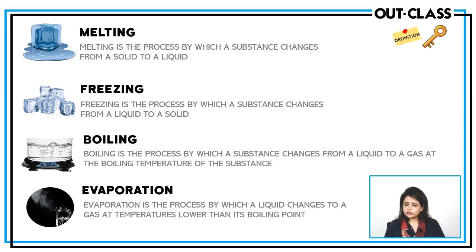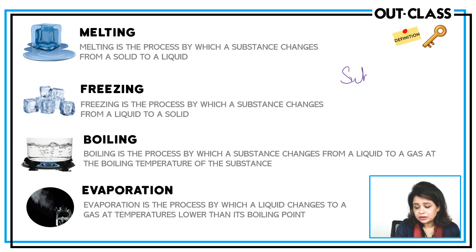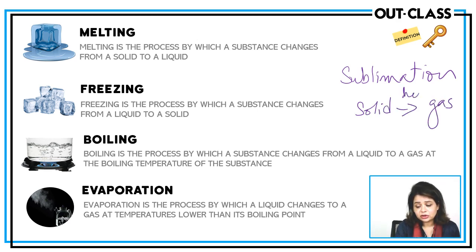So these are the few changes of state. We have discussed melting, freezing, boiling, evaporation. There is another change that is called sublimation. Now what is sublimation? Conversion of a solid directly into gas on heating. You heat the solid. So it is again an endothermic process, but the solid does not melt. Solid changes directly into gas.